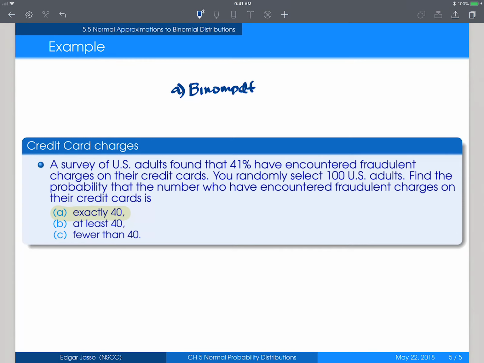So binomial PDF of n, p, where n is 100, you're selecting 100 adults, p is 0.41, and you're looking for 40. That's all number 1 is asking. Let me do it again. I go to second distributions, go to binomial PDF. Number of trials is 100, probability of success is 0.41, x value is 40. I get 0.0796, so about 8%.